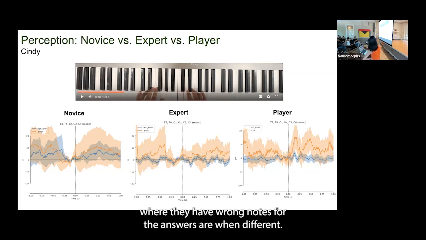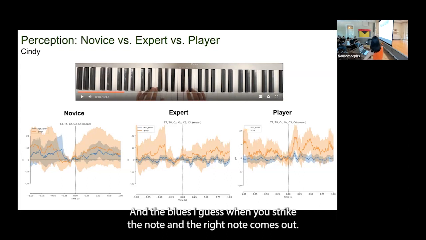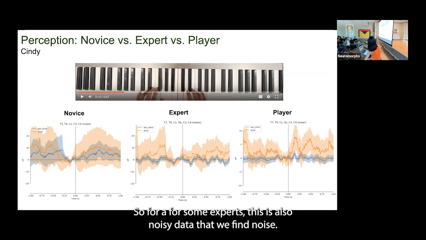The oranges are when you have an error, and the blues are just when you strike a note and the right note comes out. So for novices and experts, this is also noisy data that we have denoised. Some other people from our group are going to talk about the various denoising methods.